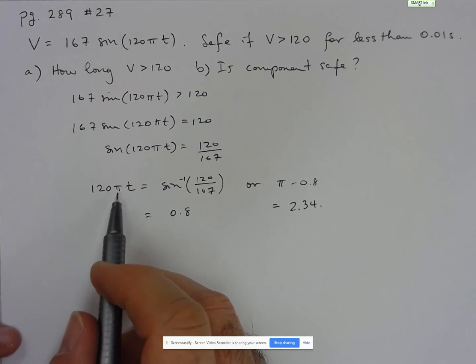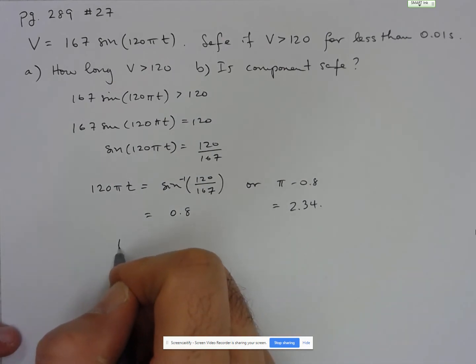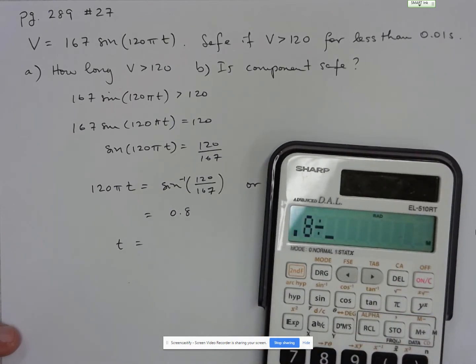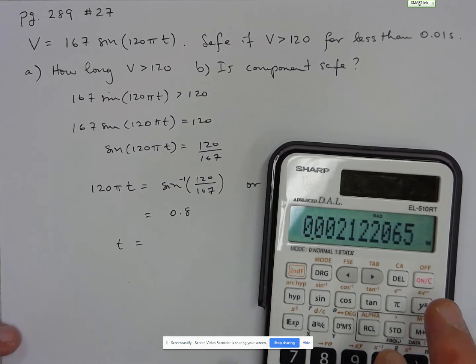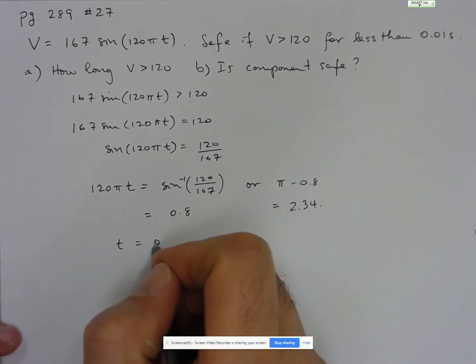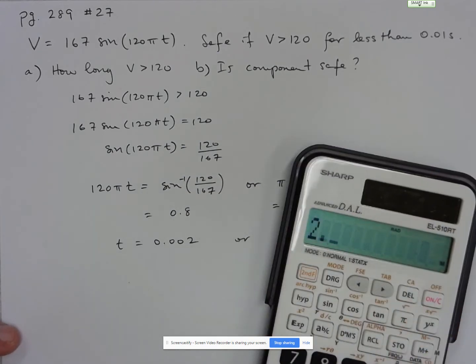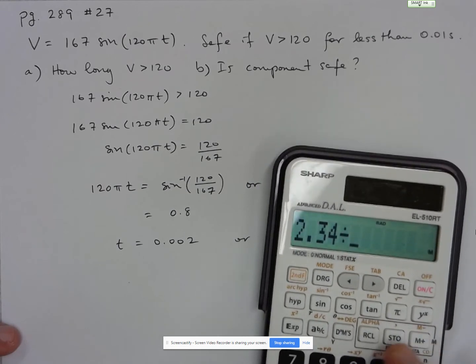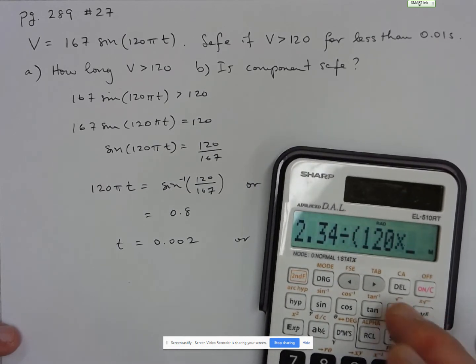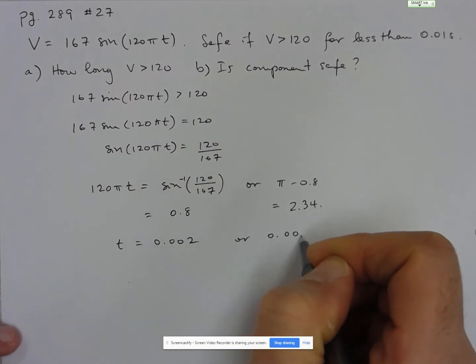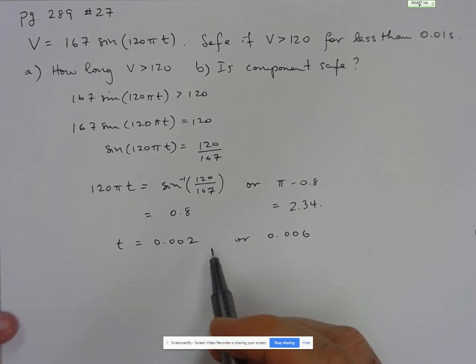All right, but what we want are actual time values. So we're going to determine what t is equal to. So let's start with 0.8 divided by 120 times pi. And that gives me 0.002 approximately. Okay, and the other one will be 2.34 divided by 120 times pi. And that's 0.006. Now, we don't need to determine any other answers because we're only interested in 1/2 cycle.